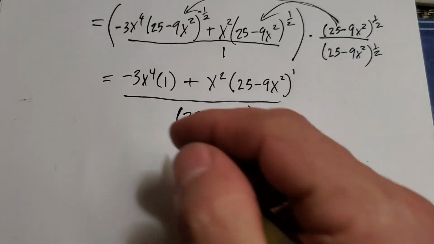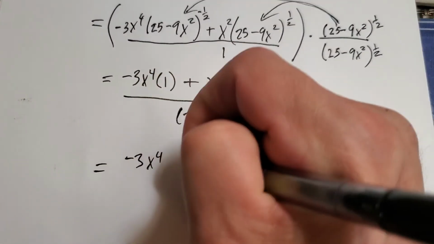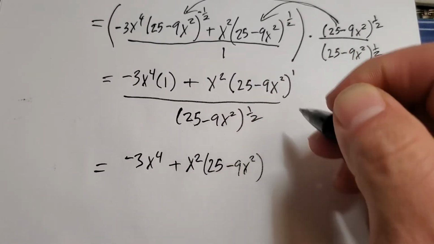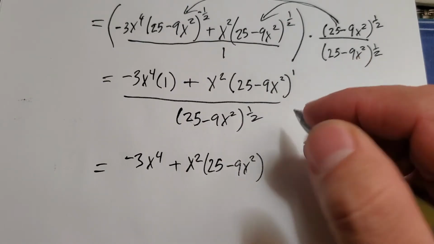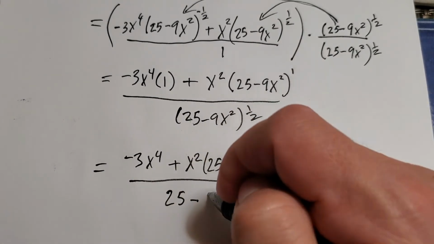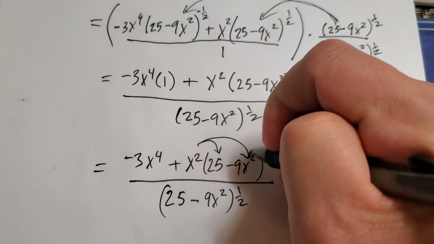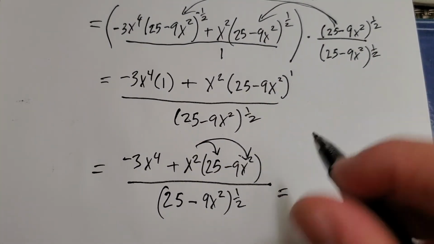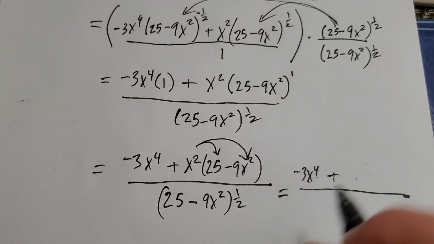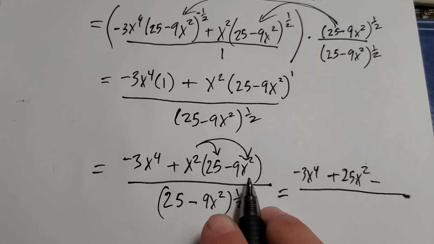Let's move forward and clean things up a little more. That 1 just gets absorbed and goes away, and this exponent of 1 up here is unnecessary. It's not really doing anything. Now let's distribute. So we get negative 3x to the 4th plus 25x squared minus 9x to the 4th.